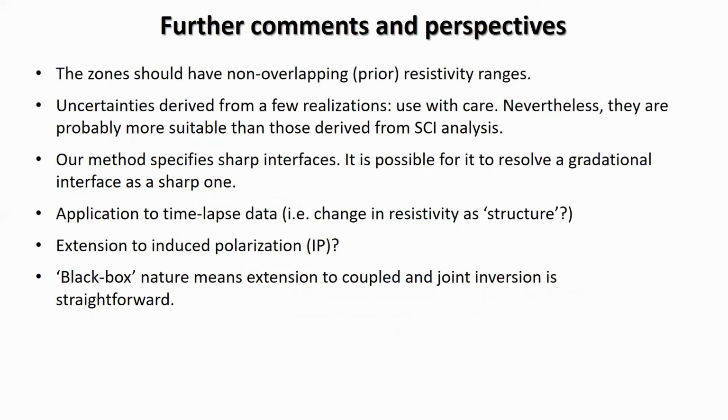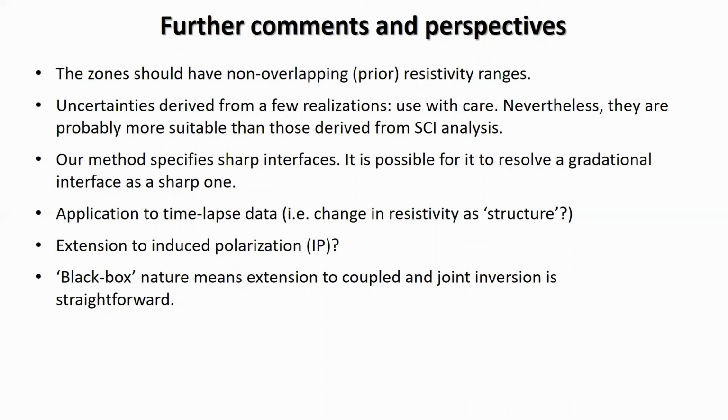The zones that we've used here should be non-overlapping with our prior resistivity ranges. So that's a condition of the approach that we're taking here. We can't have an overlap. There must be some kind of threshold if you think about these Gaussian random fields. The uncertainties that we used were derived from only 300 realizations. So we have to use them with care, but they are probably going to be more reliable than any uncertainty estimates that come from analysis of smoothness constrained inversions.